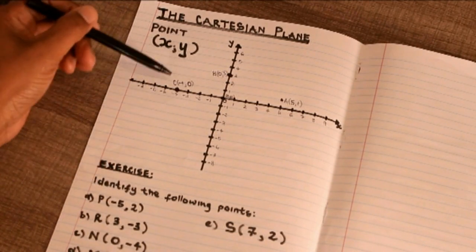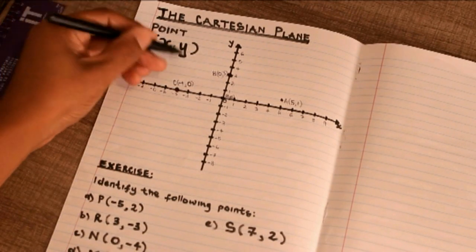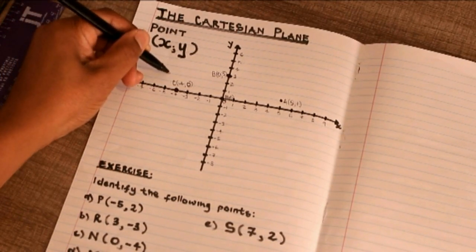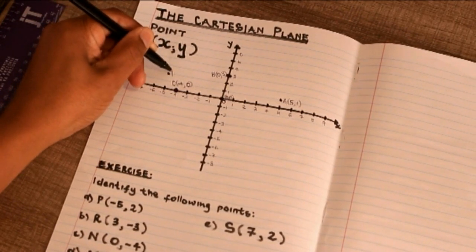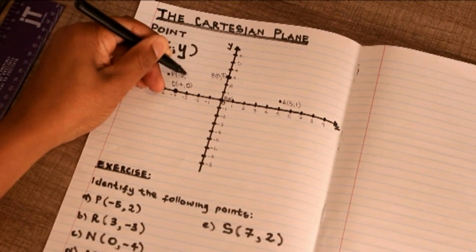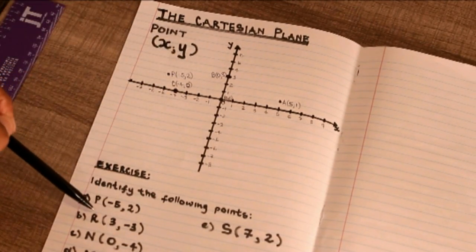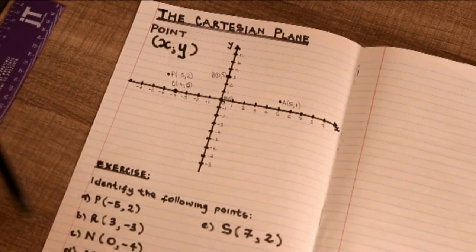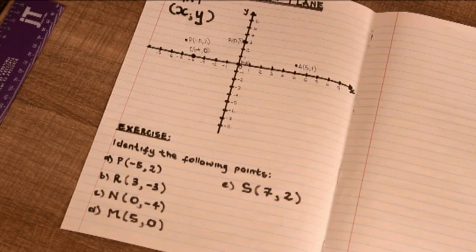Now let us look at where X is -5, it's right there, and then where Y is 2, move up 2 units. So there will be my point. And what is that point? It is P, I must label it P(-5, 2). So I want you to take 1 minute to identify these other 4 points.